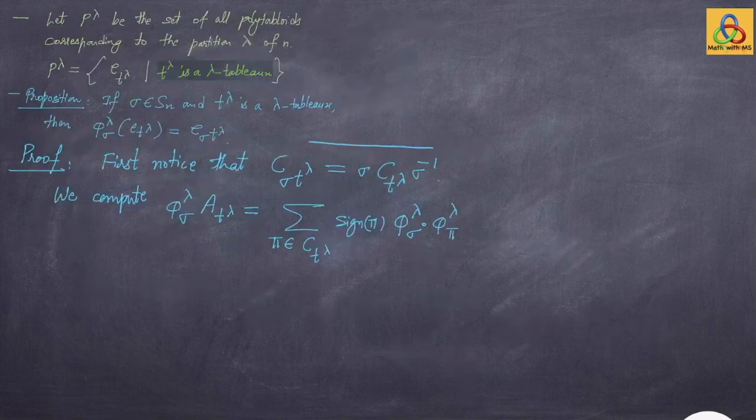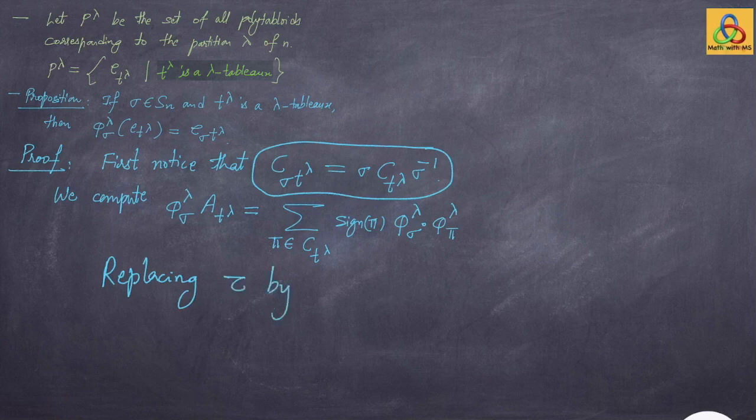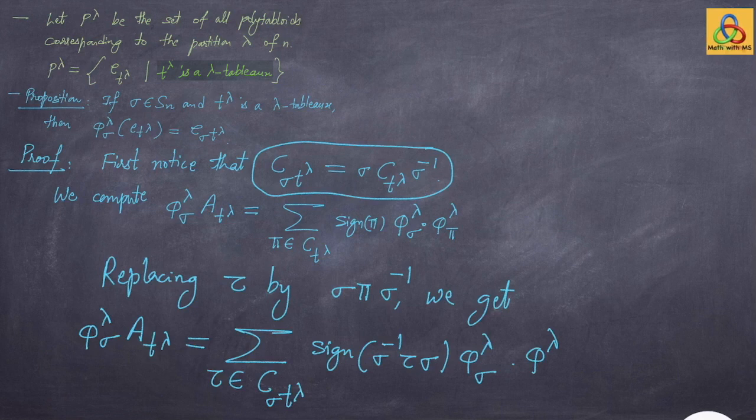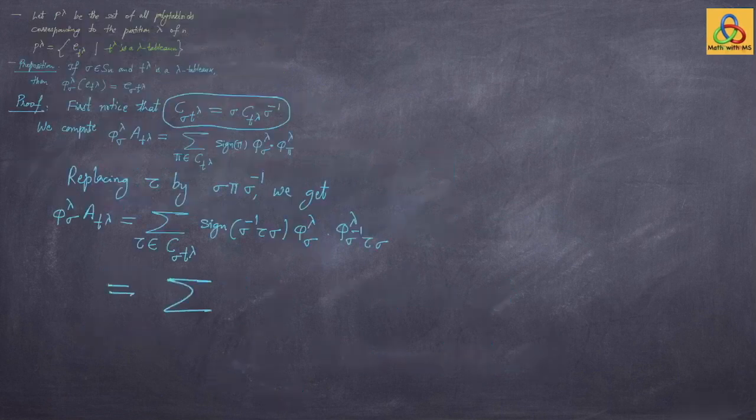Now use this equality. Since pi is in the column stabilizer of T lambda, therefore sigma inverse pi sigma is in the column stabilizer of sigma of T lambda. So doing that substitution, replacing tau by sigma pi sigma inverse, we get phi lambda of sigma A of T lambda is the same as the summation over tau in the column stabilizer of sigma of T lambda, and then sine of sigma inverse tau sigma, and phi lambda of sigma into phi lambda of sigma inverse tau sigma, which is the same as the summation over tau belonging to the column stabilizer of sigma of T lambda, and we know that sine of a conjugate of tau is the same as sine of tau, right?